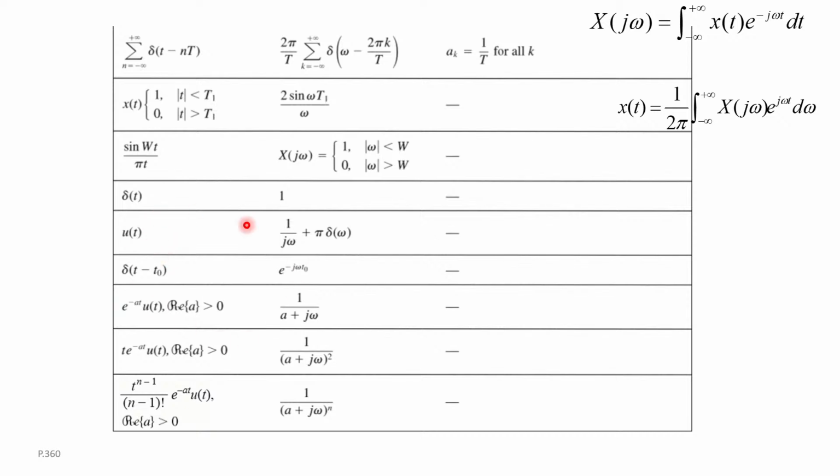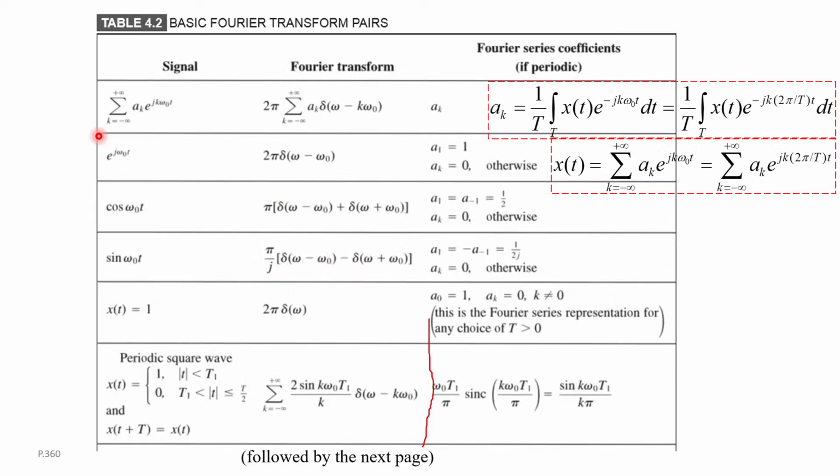And we have the unit step function transforming to this, where it's 1 over j omega plus pi delta of omega. You kind of need to remember this. And once again, the delta function transforms to e to the minus j omega t naught. That's the reverse of this thing.